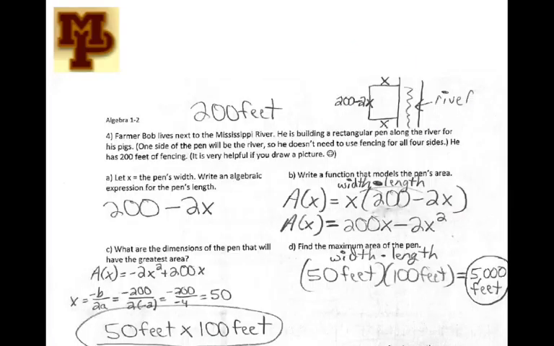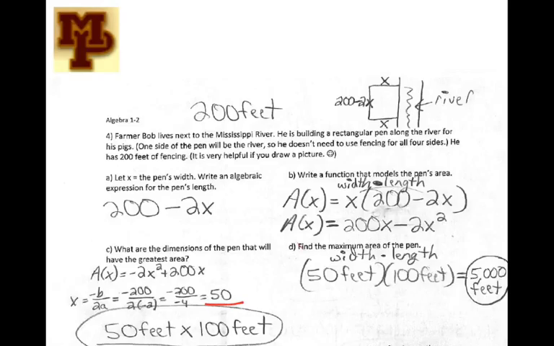Okay, this time we have one of the sides that we're using a river as one of the sides. So we only have 3 sides to work with. So this one's more like the example that I just did. So very similar, pretty much everything the same. And we find the maximum, so we do negative b over 2a. We get one of the dimensions should be 50.